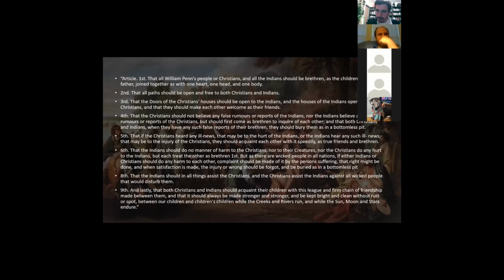Within the treaty itself, I just think it's so remarkable that I selected several articles of the treaty that should be read. The first article is that all of William Penn's people are Christians, and all of the Indians should be brethren, as the children of one father joined together as with one heart, one head, and one body. Second, that all the paths should be open and free to both Christians and Indians. Third, that all doors of the Christians' houses should be open to the Indians, and the houses of the Indians open to the Christians, and that they should make each other welcome as their friends.